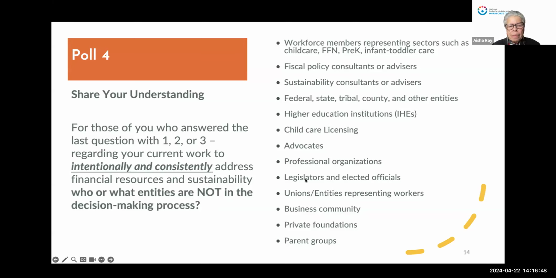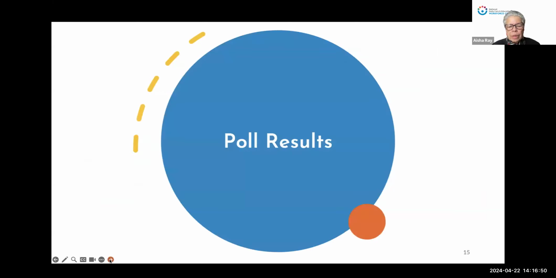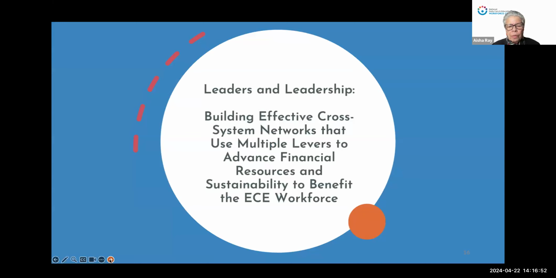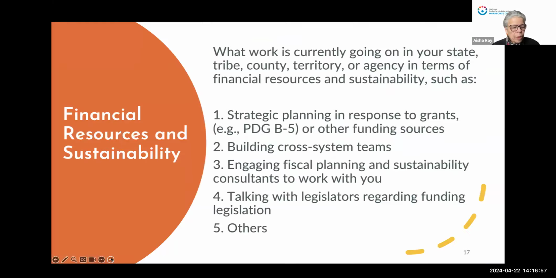Next slide. And that's the poll results slide, so we can skip that, Daisy, and go on to this. And you can move from this one as well. We are now going to talk about systems, cross-system work, how to build networks. Again, something we've stressed repeatedly in this, and thinking about within your role, how do you do this work? So what work is currently going on in your state, tribe, county, territory, or agency in terms of these elements?